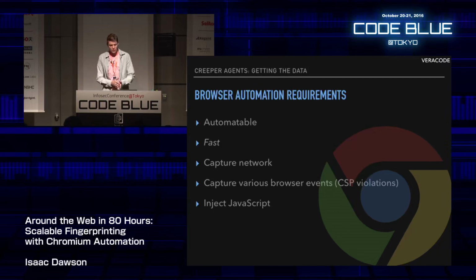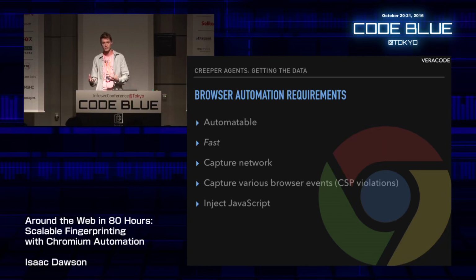So some automation requirements that I had. First off, I needed it to be fast. So whatever browser I chose, I wanted it to be very quick in doing my analysis. So that pretty much threw away Internet Explorer and most of Firefox. Another issue is I needed to be able to capture network traffic. So I wanted the raw HTML and JavaScript as it came over into the browser. And this is important because I didn't want to use a proxy.